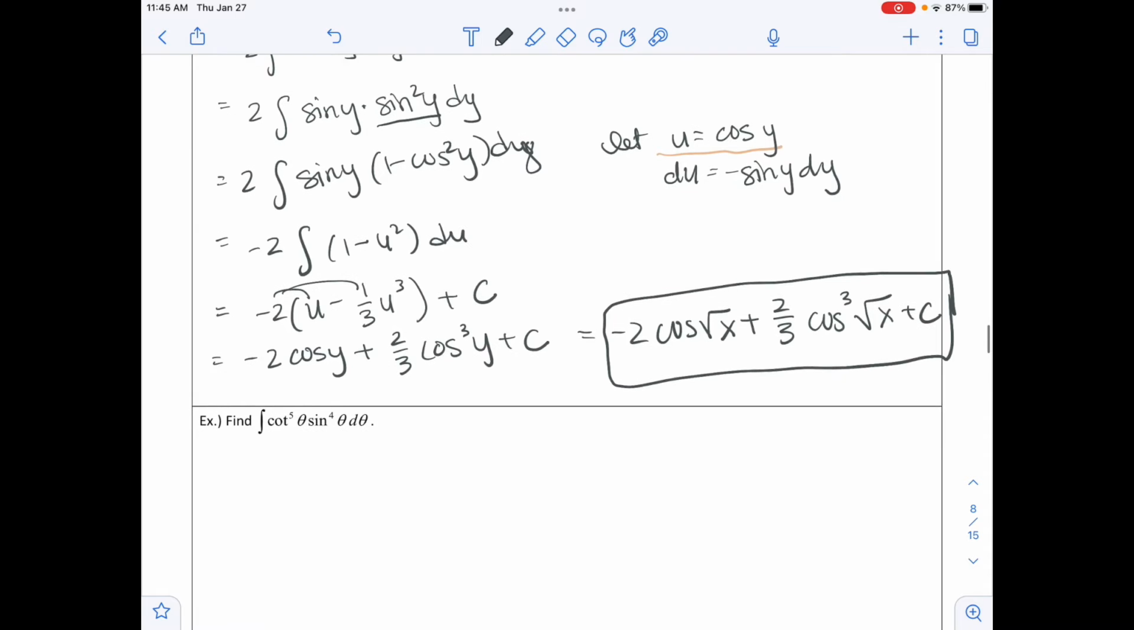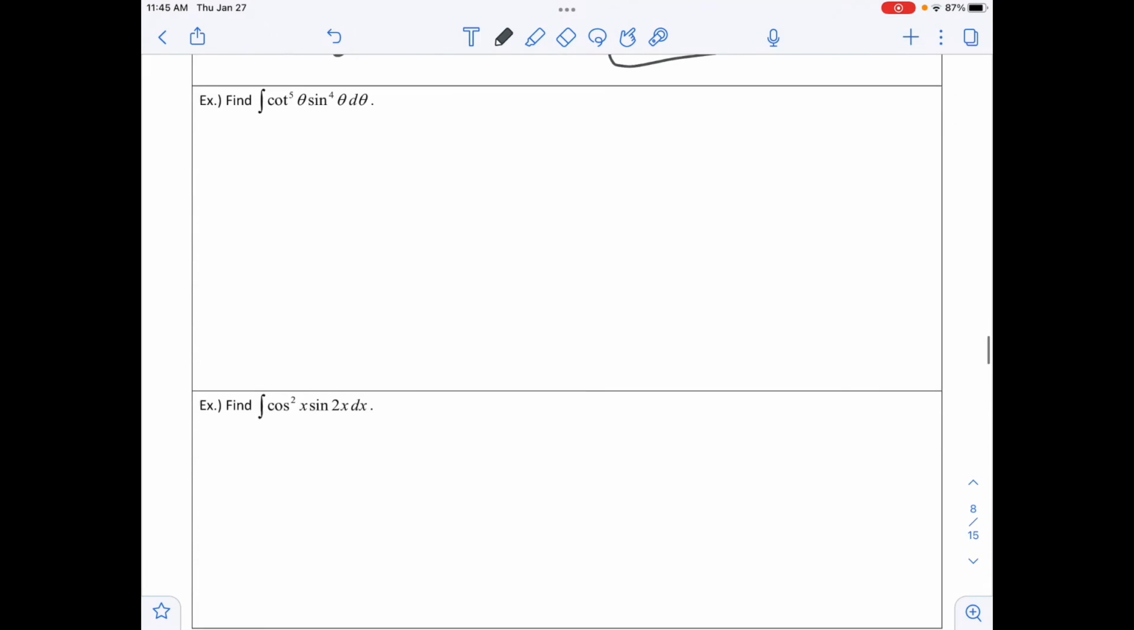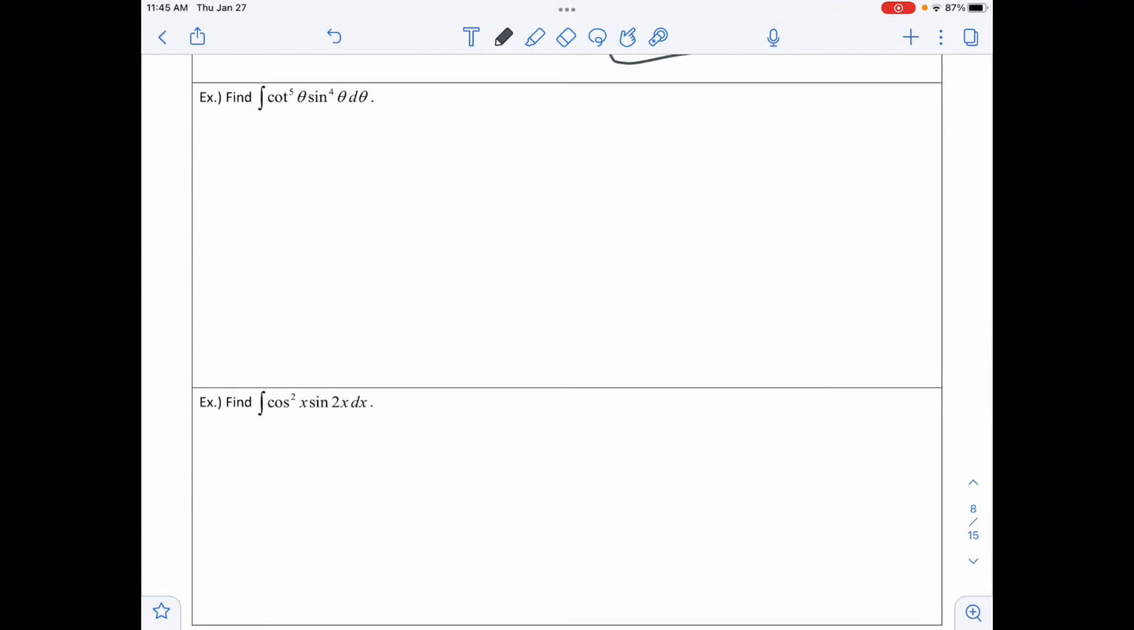We have another example below, and this time it says find the integral of cotangent to the fifth theta times sine to the fourth theta d theta. And so this time though, because I was using that Pythagorean identity, it needs to be in terms of sines and cosines, and it's in terms of cotangent and sine. So I'm going to first try to rewrite cotangent in terms of sines and cosines and see if that helps.